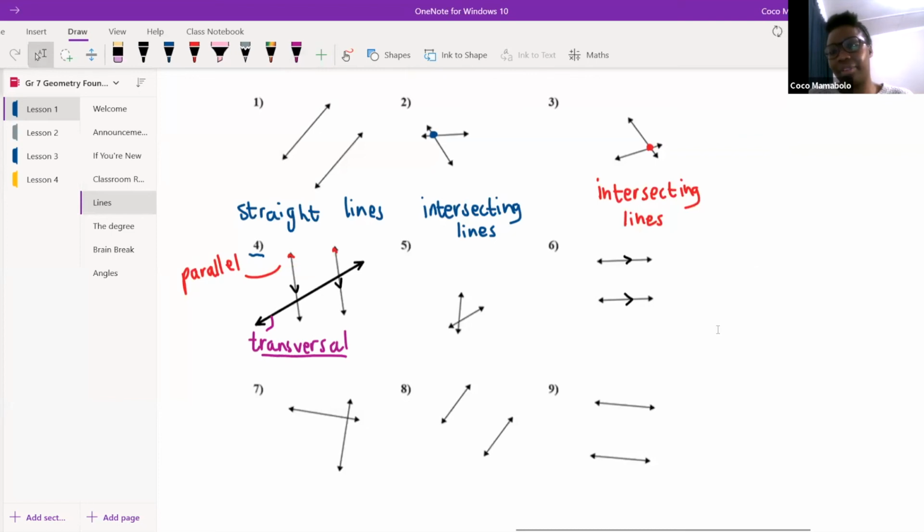What is number 5? Ma'am, number 5 is intersecting lines. Excellent. Why are they intersecting? Because they cross each other at a certain point. Good. At one point, at one certain point. Okay. Very well done. Amazing.